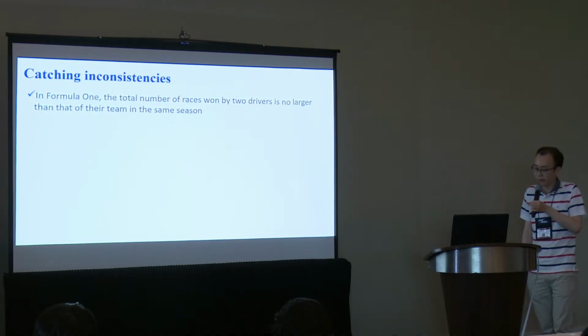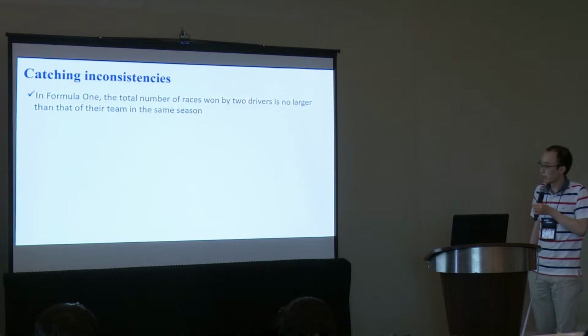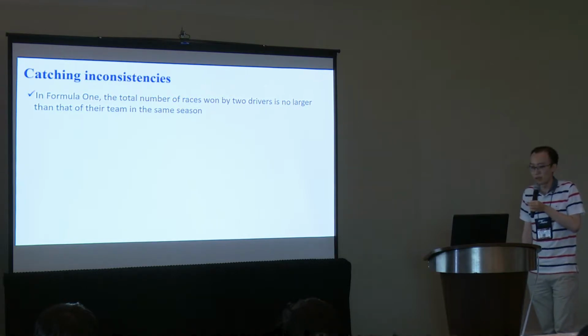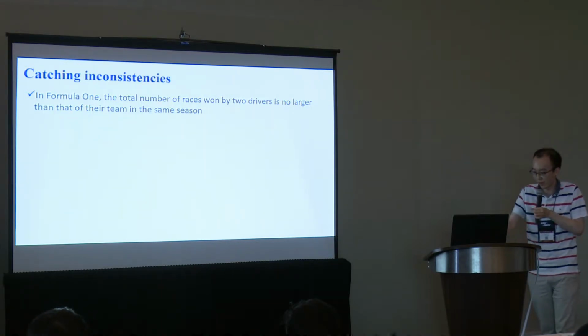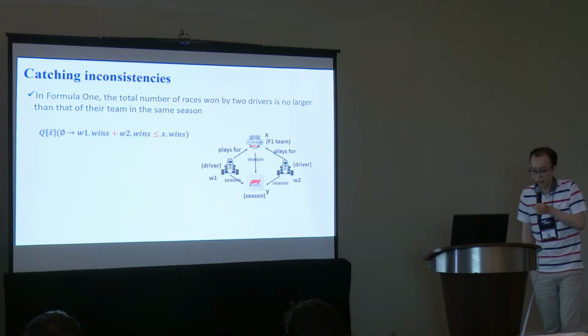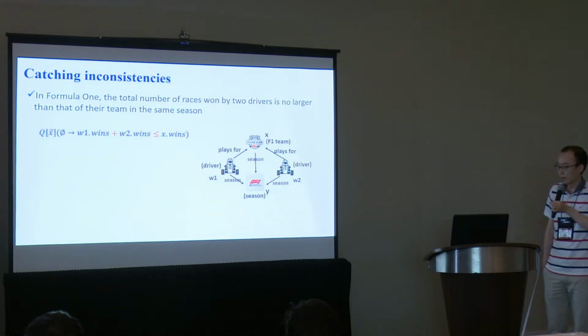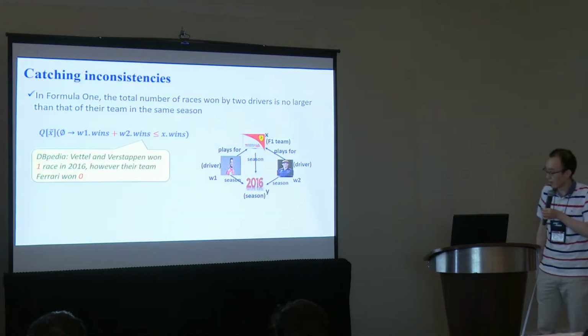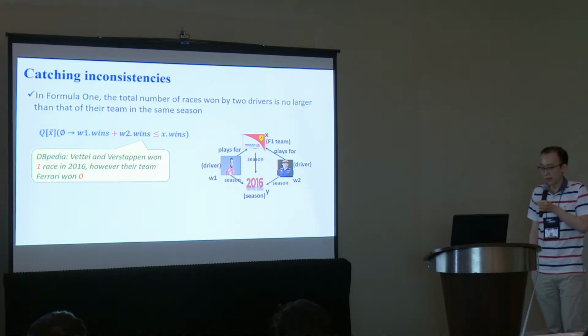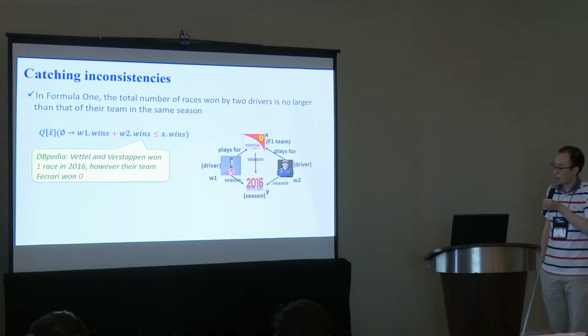As another example, we know in Formula One racing, the total number of competitions won by two drivers should not be larger than that of their team in the same season. The corresponding NGD includes a cyclic pattern, and both arithmetic operators and the built-in predicates are incorporated in the attribute dependency. It captures the error in DBpedia among Vettel, Verstappen, and Team Ferrari.